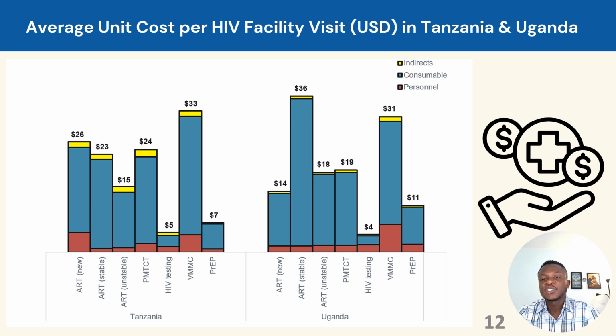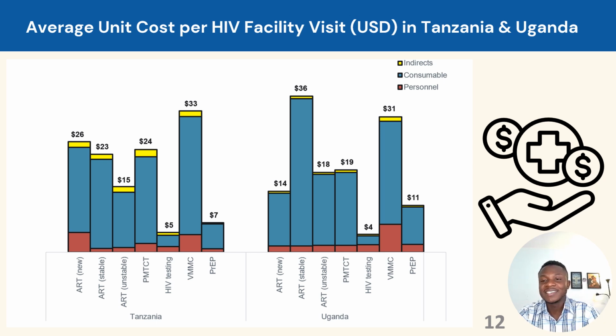The following figure shows the unit cost per visit in USD for the ABCM analysis done in Tanzania and Uganda. There are several similarities across both countries. First, consumables represent the largest unit cost, followed by the personnel and then the indirect cost, which includes the overhead cost, equipment, and the value of the facility space.